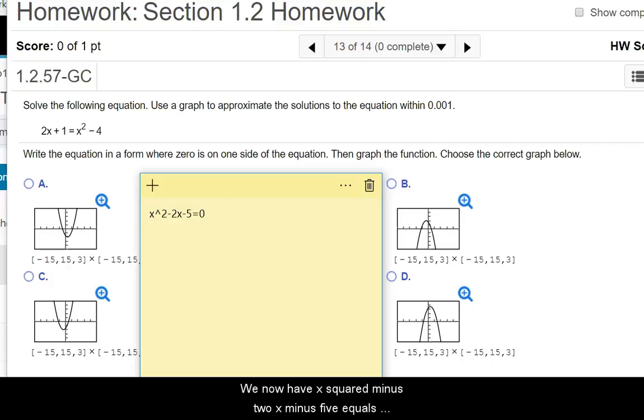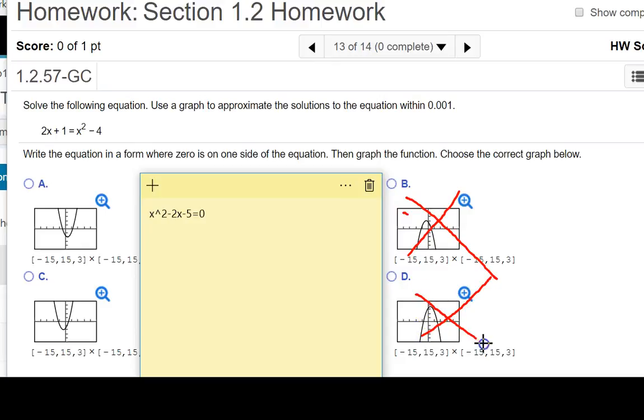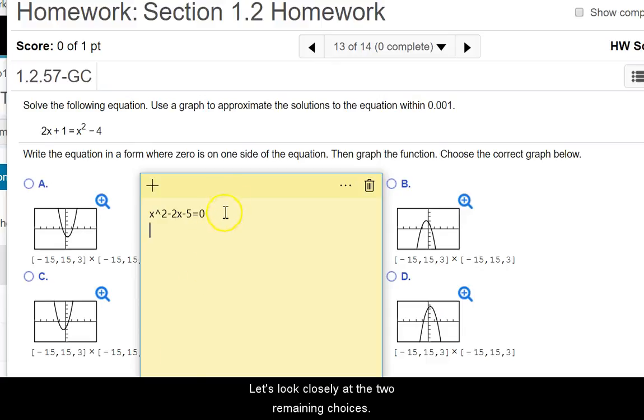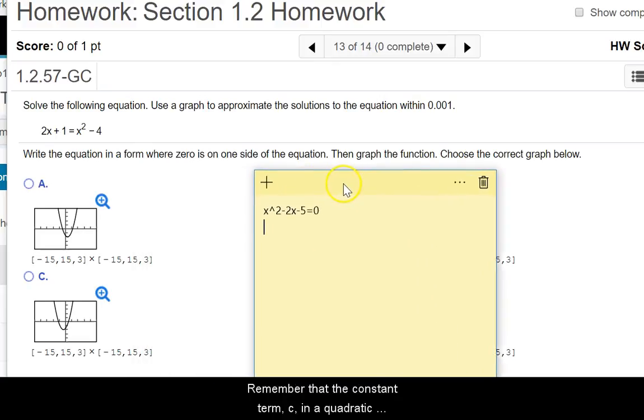We now have x squared minus 2x minus 5 equals 0. We know that the leading coefficient is 1, so since it's greater than 0, the parabola opens up, and we can eliminate these two choices. Let's look closely at the two remaining choices.